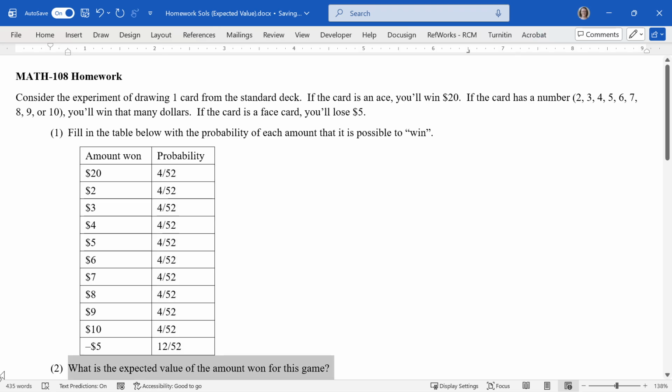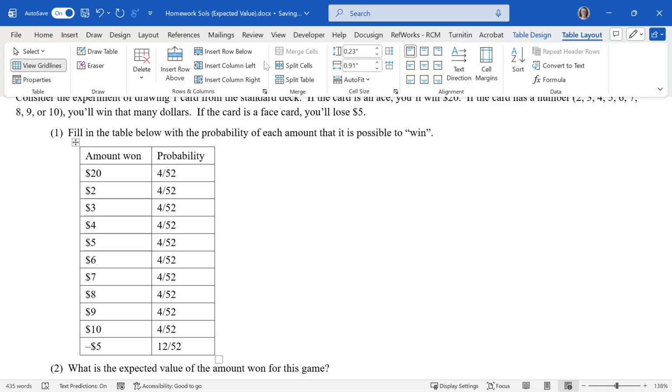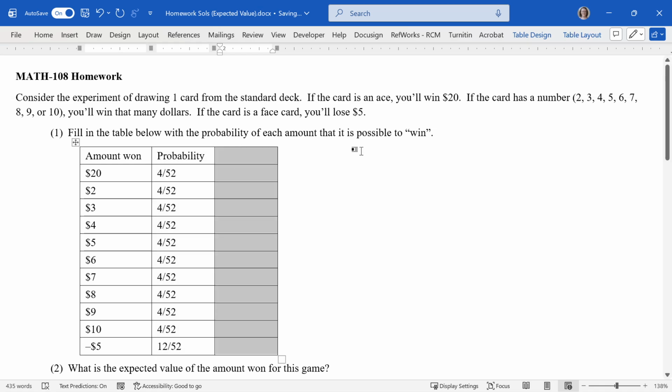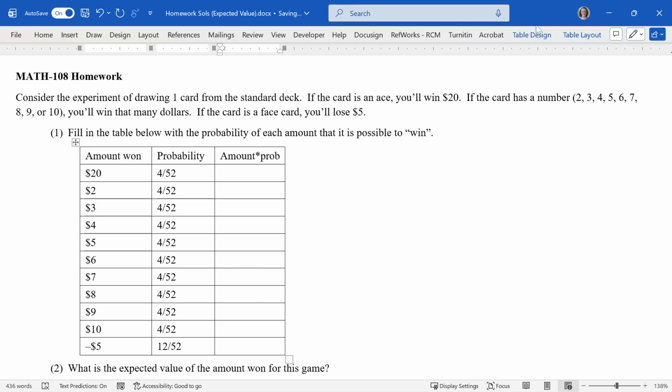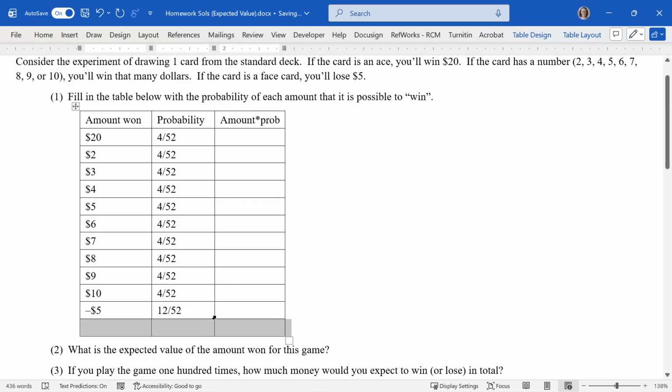Now for number 2 here, what is the expected value for the amount won? I'm going to add a column to this table that is going to make this easier to calculate. I'm going to put a third column here that is amount times probability, and I'm going to multiply together these numbers in each row. And then I'm also going to put another row here, and I'm going to total it at the bottom. And that total will be the expected value.